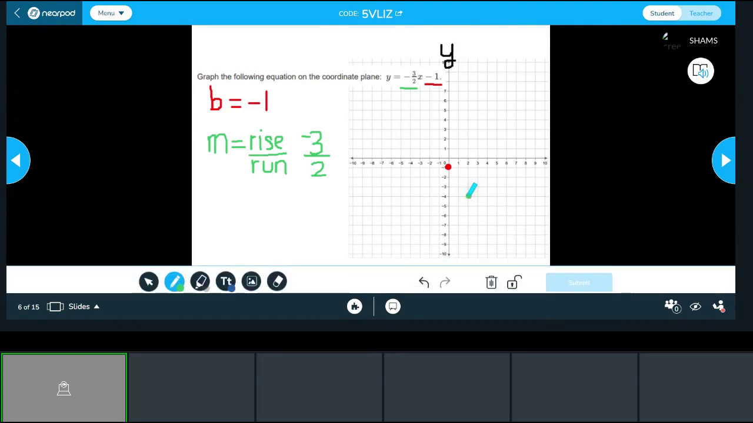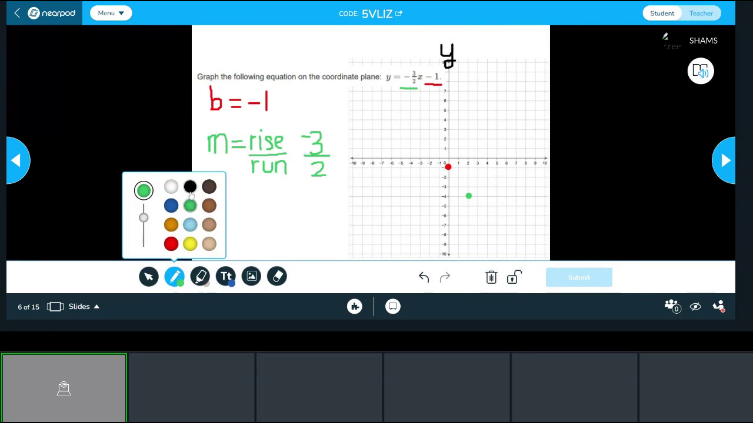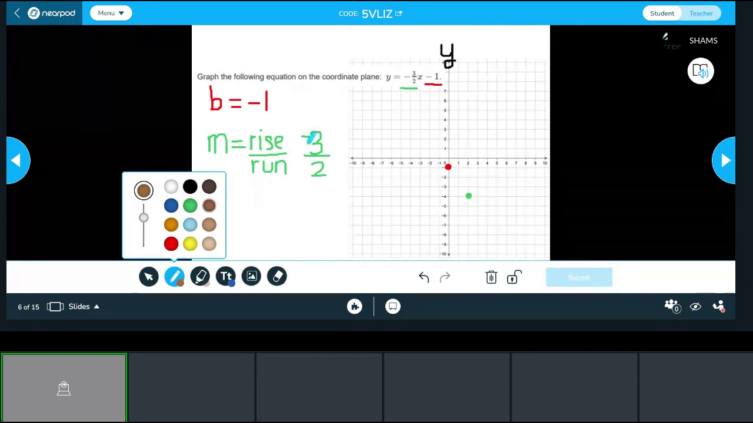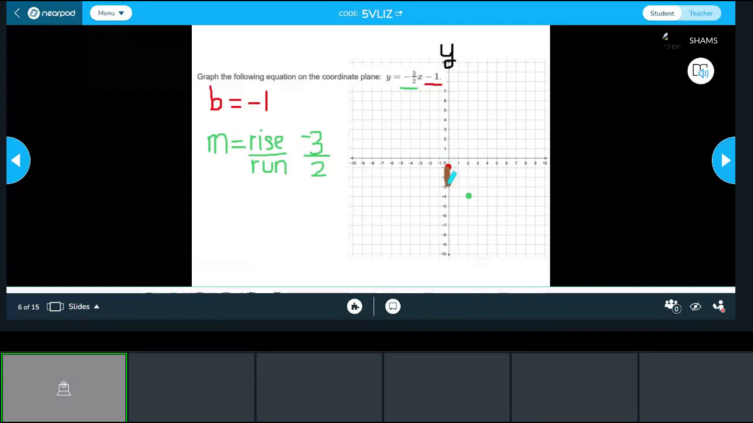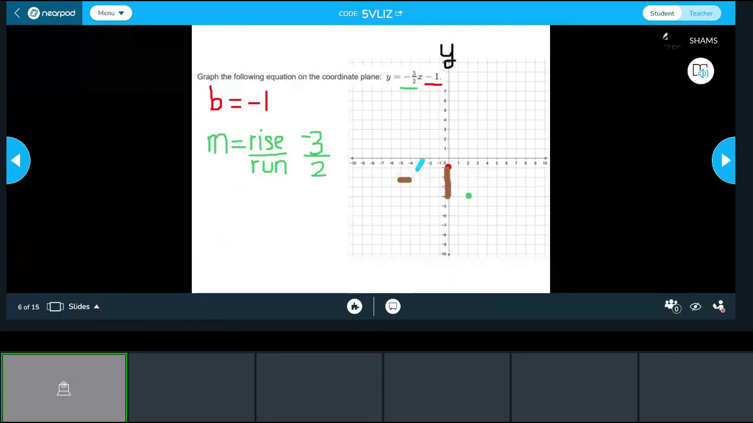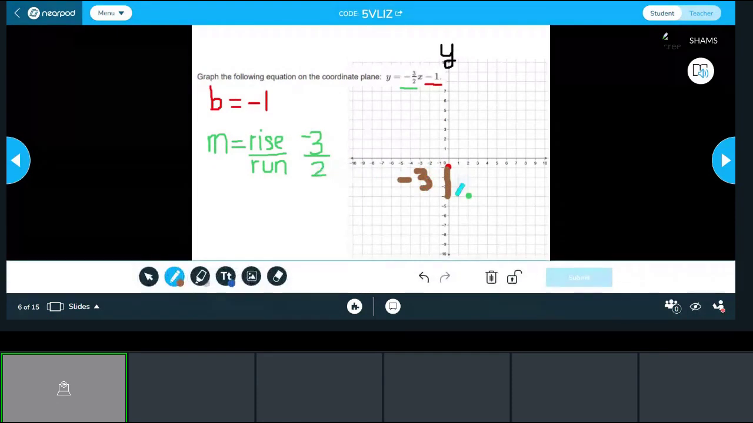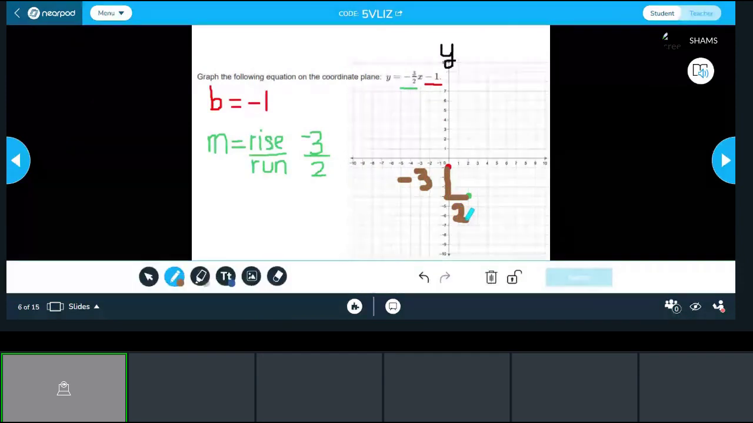Look at it carefully. Does that make sense? What did you see? Is there a fall? Let's see. Fall needs to be 3. 1, 2, 3. That is the fall. -3. Right? Then you need to run 2 to the right. Did I run 2 to the right? 1, 2. Yes, I did. That is how I get the green point.